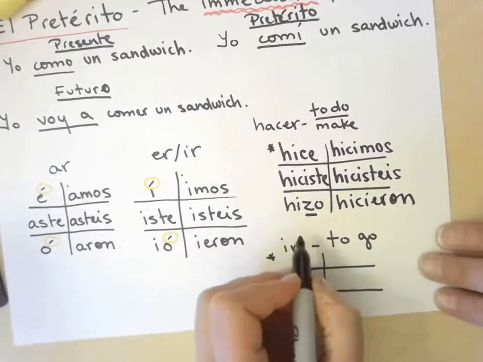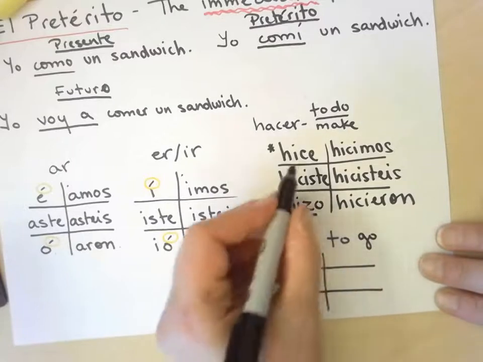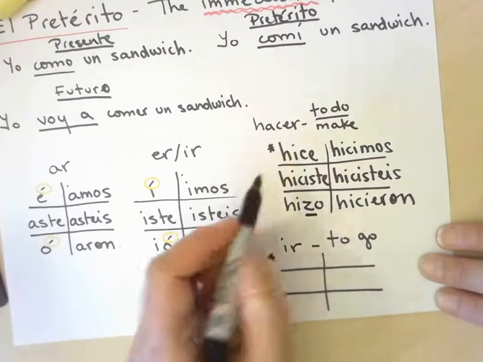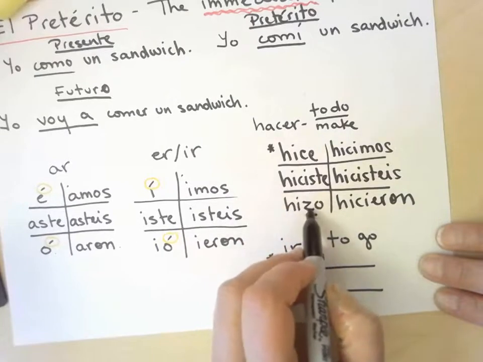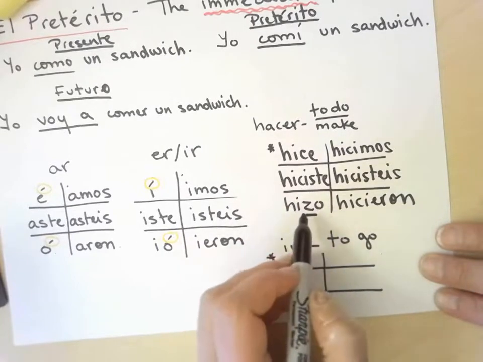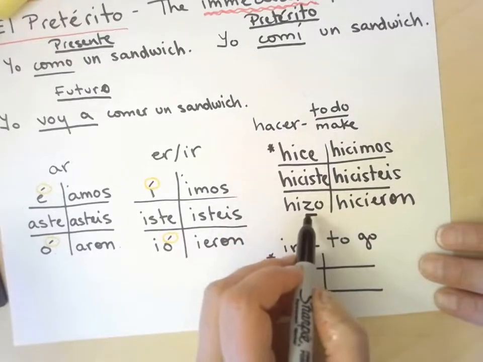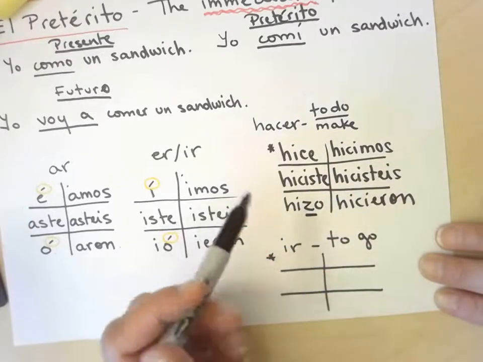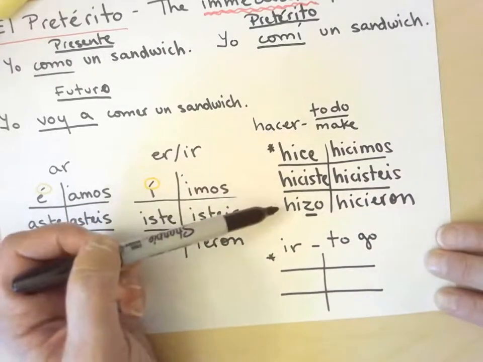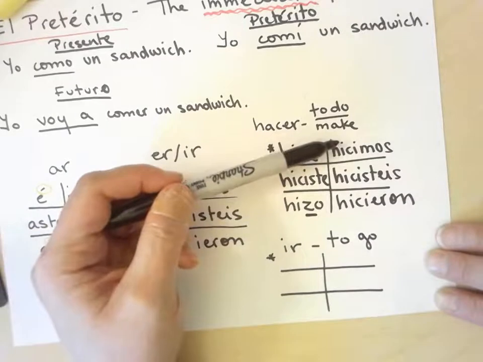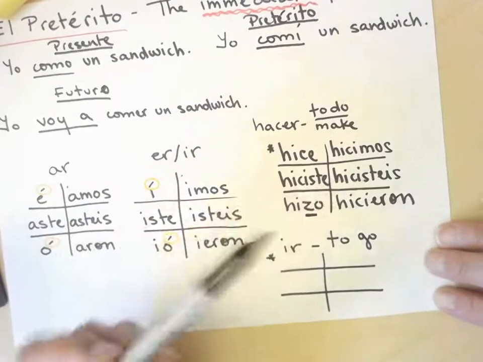Por favor, please be aware of this. That is a spelling change in order to maintain the S sound of the C. Hice, hiciste. If I put a C here, it sounds like ico, and that is not a word in Espanol. It's not a form of this verb. So it's just a little spelling change that we got to be aware of. Yo hice, tú hiciste, él y usted hizo, nosotros hicimos, vosotros hicisteis, ellos y ustedes hicieron.